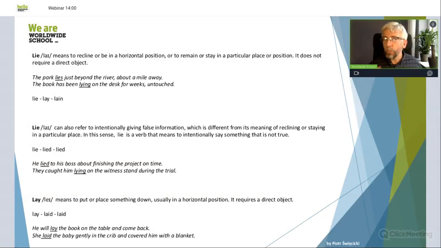Lay means to put or place something down, usually in a horizontal position. And this one requires an object. The past forms are lay, laid, laid. So he will lay the book on the table and come back. Lay something down. Or she laid the baby gently in the crib and covered him with a blanket.